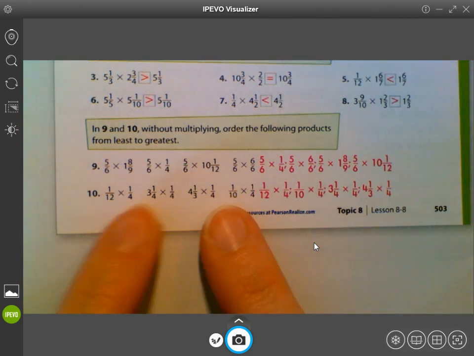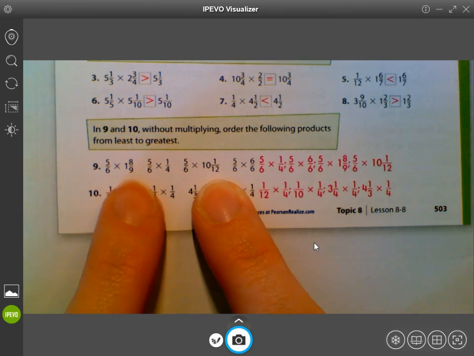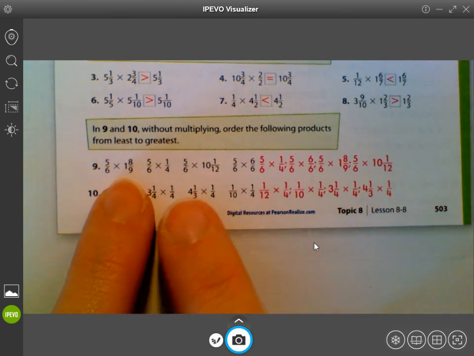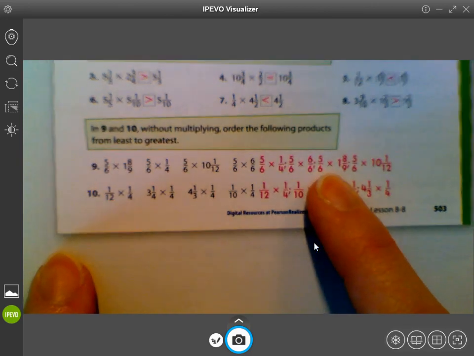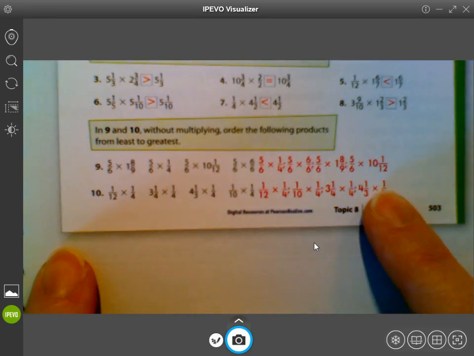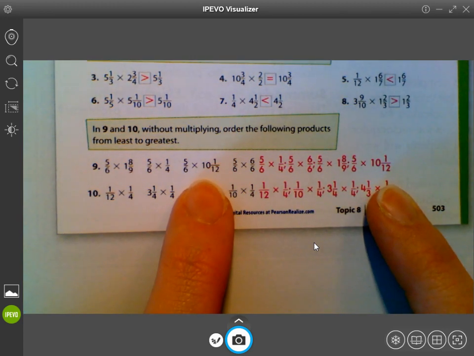Then I have 2 left. I have 1 8/9 and 10 1/12. Well, 1 8/9 is smaller than 10 1/12. So then I would have 5/6 times 1 8/9 as my third one. And finally, the largest one is 5/6 times 10 1/12.